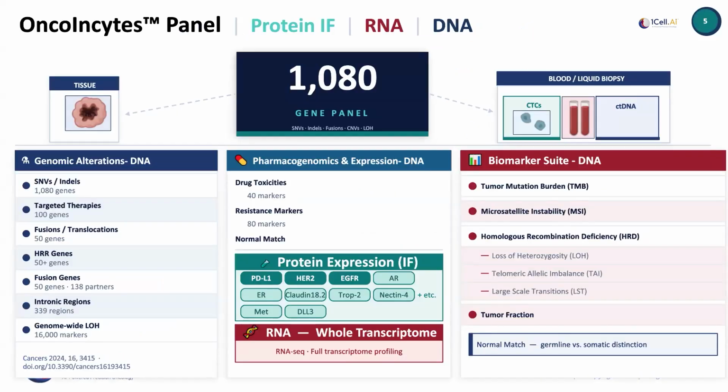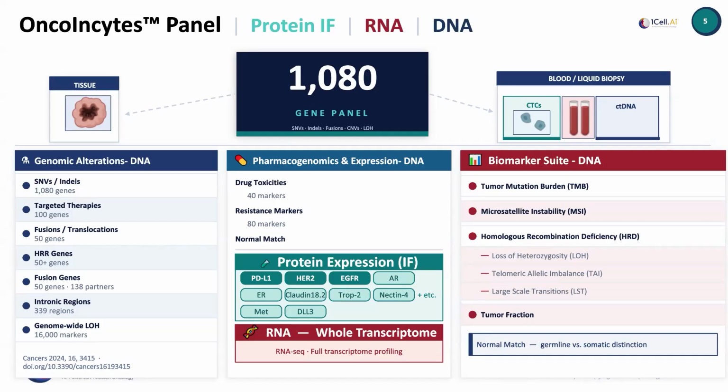So this is where things get really exciting because of what you can measure from these captured CTCs. The OncoInsights panel covers 3 biological layers simultaneously from the same blood draw. First, DNA. A 1080 gene panel covering point mutations, insertions, deletions, gene fusions, copy number variations, and chromosomal rearrangements. It also gives you tumor mutational burden, microsatellite instability status, and homologous recombination deficiency status. All of the genomic biomarkers that predict response to immunotherapy, PARP inhibitors, and targeted agents.